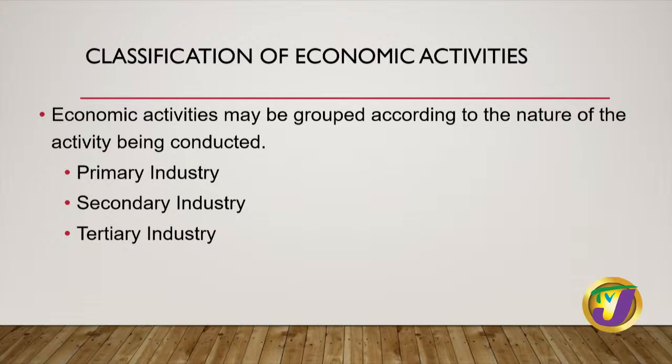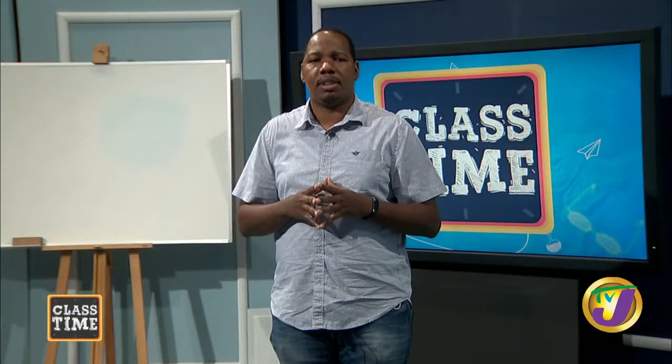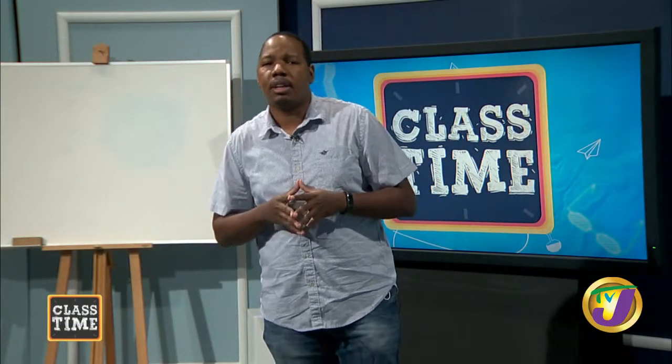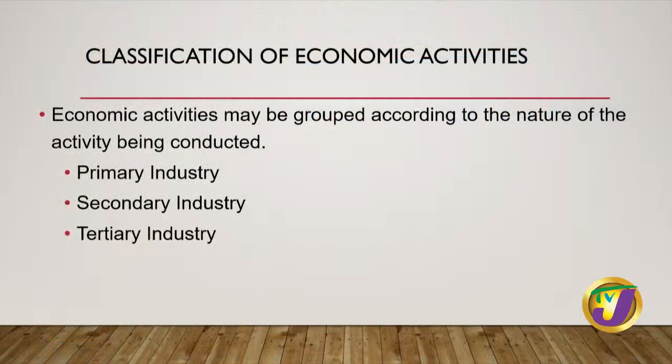Now, because economic activities are so diverse, it makes sense for us to come up with some classifications, so a way of simplifying or grouping economic activities. And one of the traditional or the earlier ways of classifying economic activities was to use these three categories: primary, secondary, and tertiary economic activities. So that was a traditional way of looking at it.